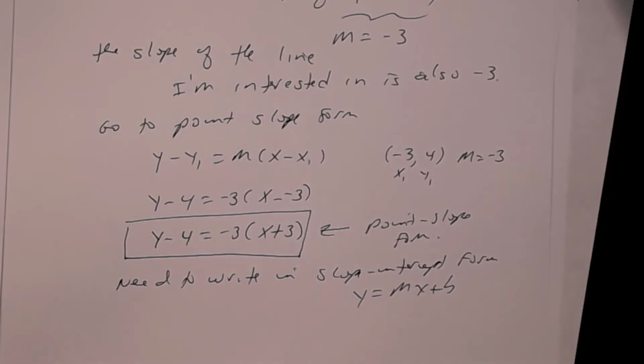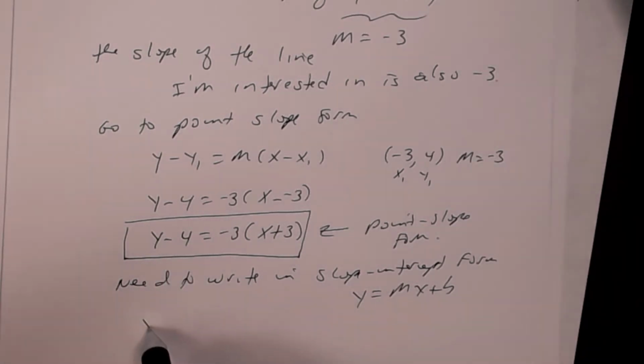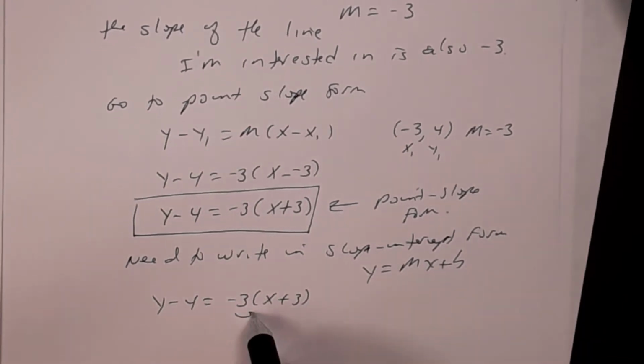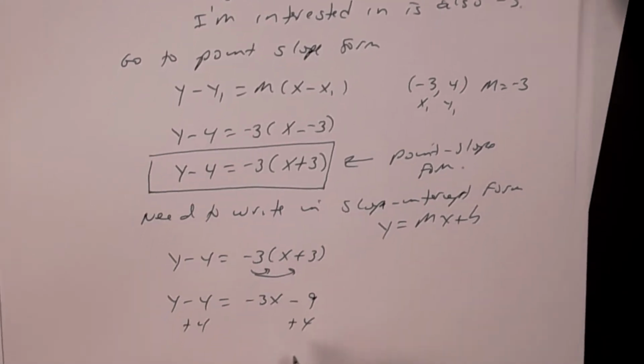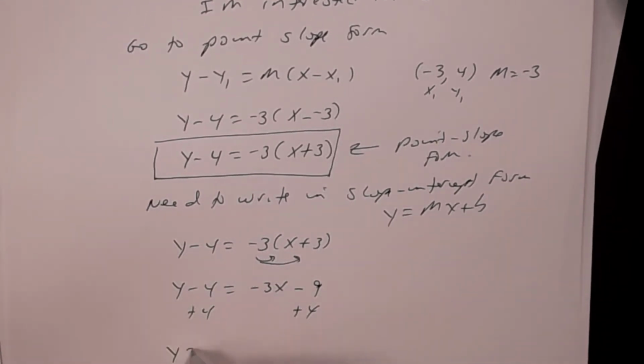Okay, so now I'm going to go ahead and rewrite this over. So y minus 4 equals negative 3 times x plus 3. And then solving for y, we're going to distribute the negative 3. I get y minus 4 equals negative 3x minus 9. And then adding 4 to both sides, and notice I'm aligning my like terms, I get y equals negative 3x, a negative 9 and 4 is a negative 5. And that is slope-intercept form.